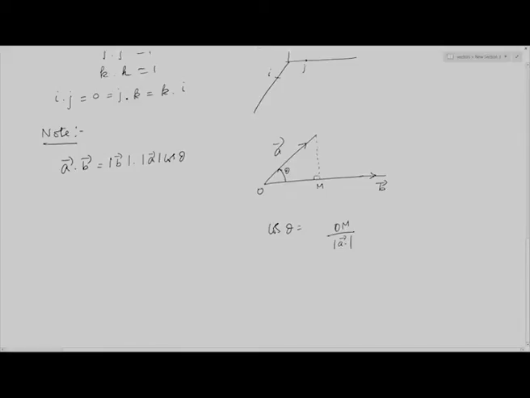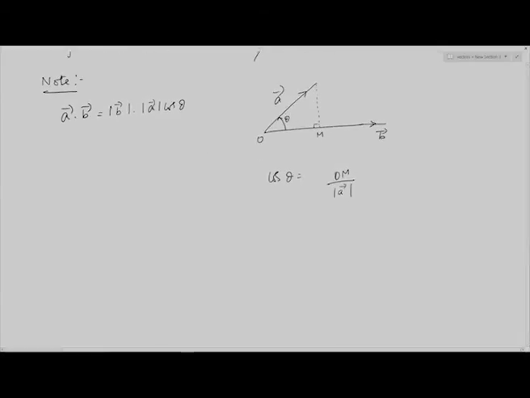Okay. So, with this, mod A cos theta will be OM. Therefore, this length OM is equal to mod A cos theta, that is, the projection of the vector A along B.